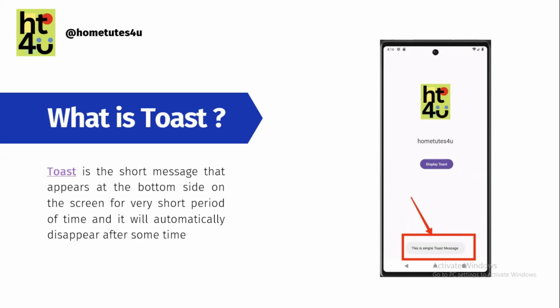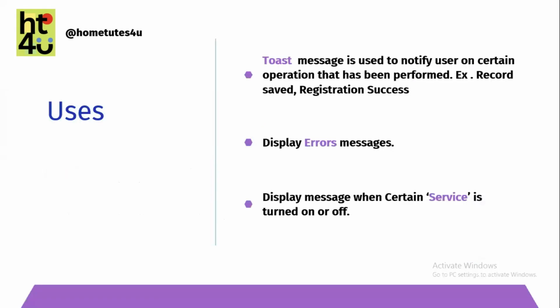This is very useful in various scenarios. Let's discuss those scenarios, or where we can use this toast message on your screen. A toast message is used to notify the user of certain operations that have been performed. Example: record saved or registration success. So friends, suppose you want to notify your user that a record has been saved or registration was successful, or similarly if you want to notify that an action has been performed, you can use this toast message.